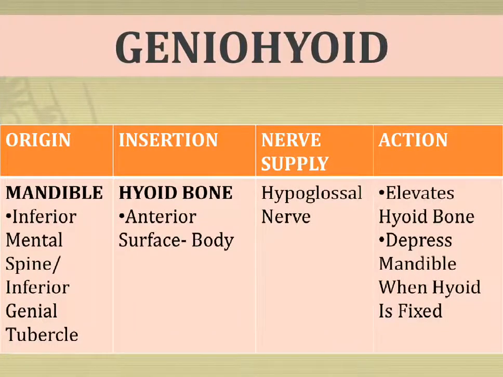Geniohyoid, again origin is from the genial tubercles. So mandible के inner surface पे, body पे there are tubercles known as genial tubercles. So ये दो होते हैं. So basically जो inferior genial tubercles हैं उनसे origin लेती है muscle and it gets inserted into the hyoid bone, that is the anterior surface of the body of the hyoid bone. It is supplied by the hypoglossal nerve and the action is elevation of the hyoid bone and depression of the mandible when hyoid is fixed. So again the action is same like mylohyoid.